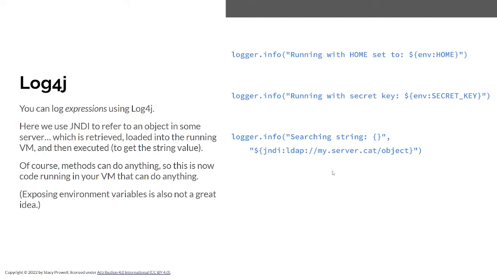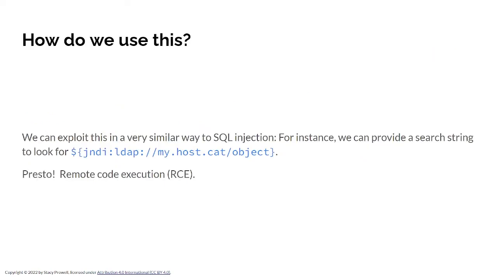And methods in our object can do anything, and it's now code running in the same VM. And in case you hadn't already guessed it from above, exposing environment variables was also not maybe a great idea. But how do we use this?